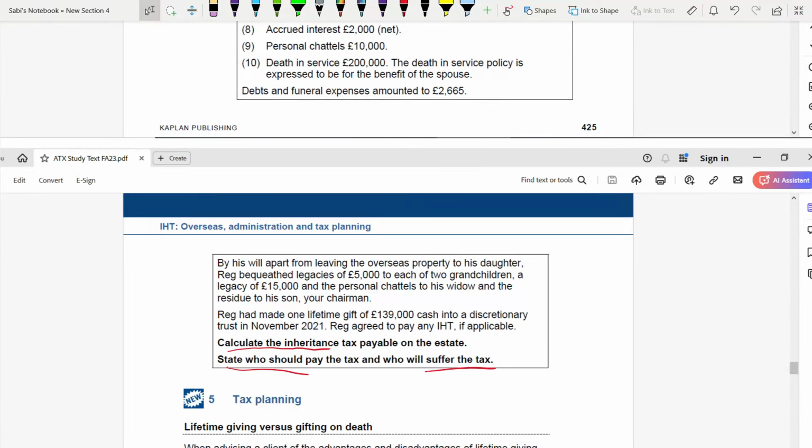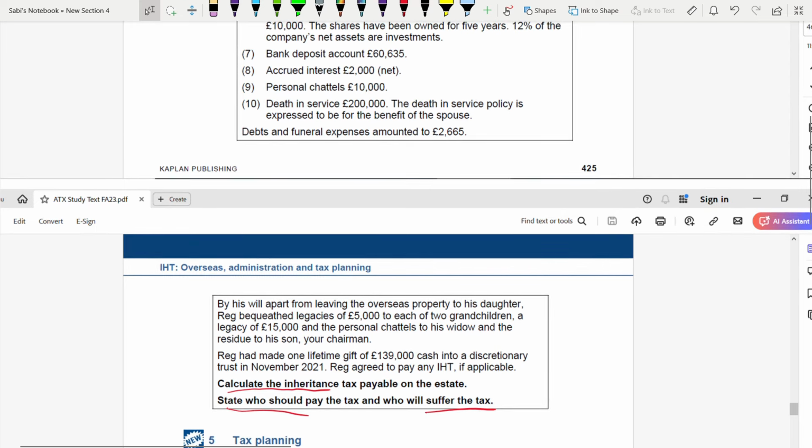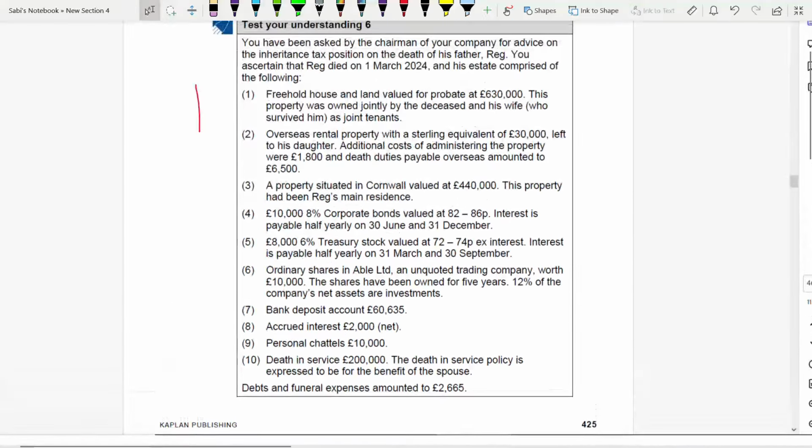This is a very important question from the point of view of your ATX also, because in ATX also a very similar nature of question comes. Obviously they will not give you a big list like this, maybe 4 or 5 items or 2 to 3 items, but you should know how IHT is calculated on the estate, when is the due date, and who will suffer the tax. Very important, 3 parts. So the first part is calculation, that we can easily do.